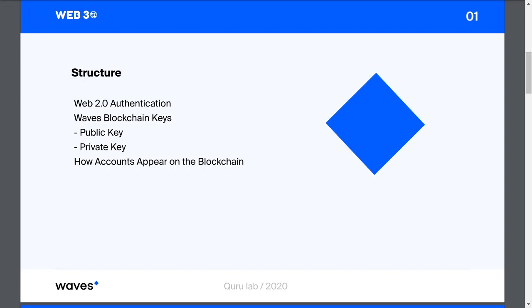So this is the structure of our tutorial today. First, we'll be understanding the Web 2.0 authentication, and we'll be talking about the Waves blockchain keys. These are important features of the Waves account. This video is part one of the full video. In our upcoming video, we'll make the second part of this tutorial. But today we'll be looking at the public key, the private key, and how a Waves account appears on the Waves blockchain.